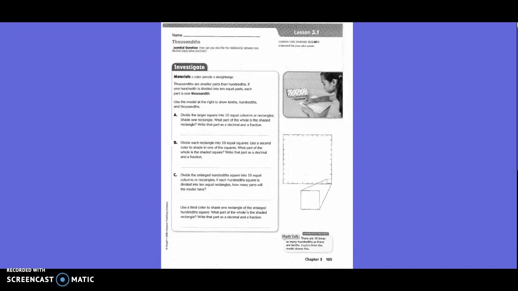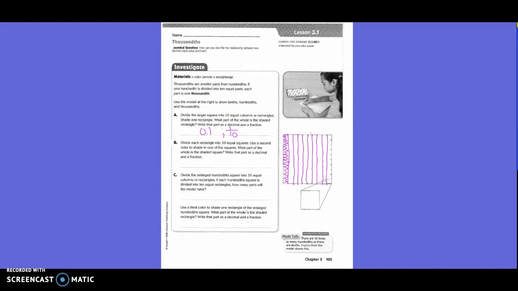So divide the largest square into 10 equal columns or rectangles. Shade one rectangle. What part of the whole is the shaded rectangle? Write the part as a decimal and as a fraction. So we drew our 10 columns, and then that gives us how much of that flat? How many pieces do we have? 10, and we colored in 1, so it would be 1/10, and then what's the decimal form of that? We don't have a whole, right? So we put 0 point, what? 1, right? Because we're in the 10th position.